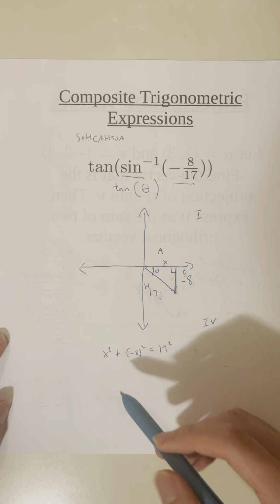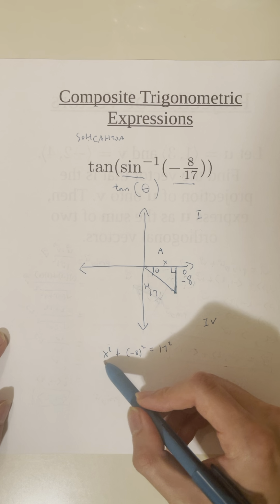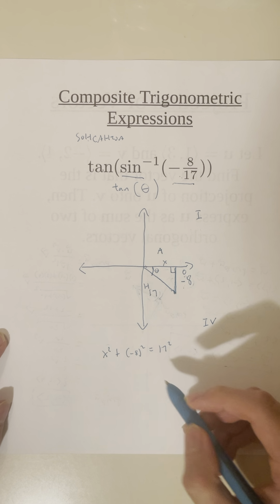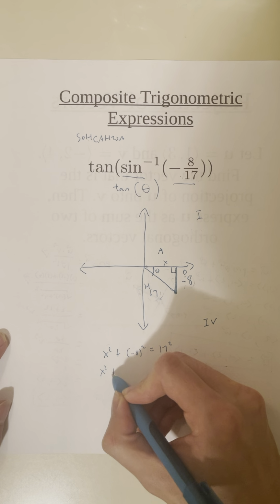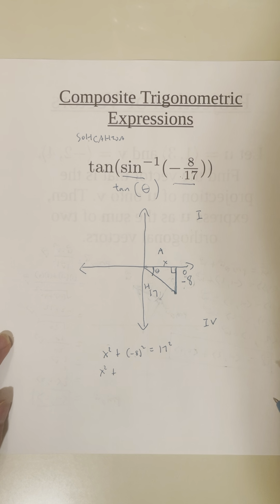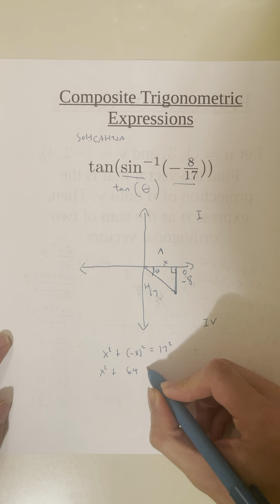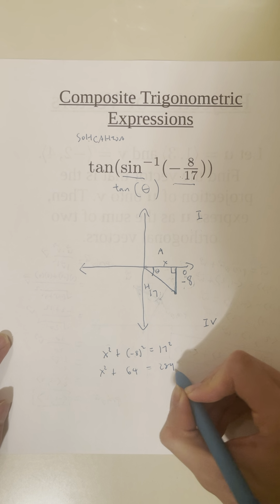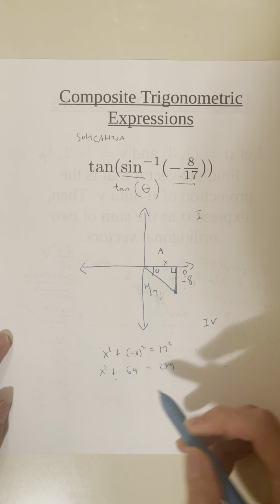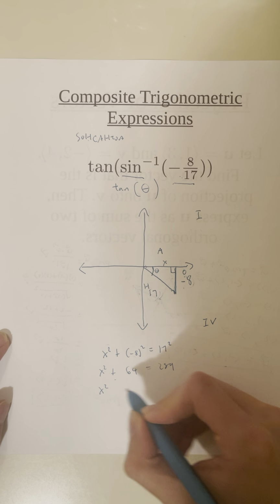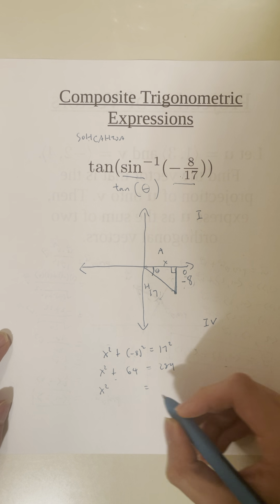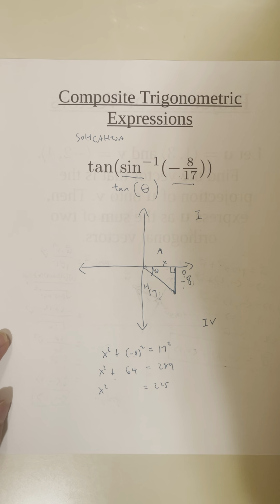Well, before getting x, we need to get x squared by itself. So what do we need to do with this? Well, first we should simplify it. Negative 8 times negative 8 is how much? 64. And this is 289. Okay, now what should we do with 64? Subtract from both sides. And 289 minus 64 is 225.